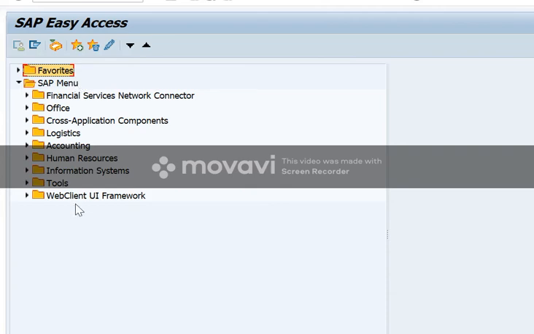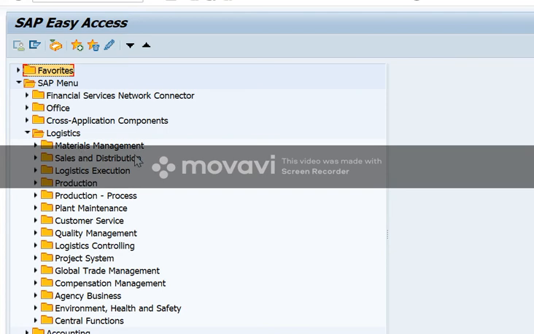So as you see here, we have got the various parts over here, and underneath logistics, the most important thing is that we have got different primary modules, which are materials management, sales and distribution, production, plant maintenance, customer service, quality management, project systems. So all these are the various sub-functional modules that come under SAP, and all the transactions that we make use of on a day-to-day basis are to ensure that the business operations run smoothly. So these are the transactions that we make use of.